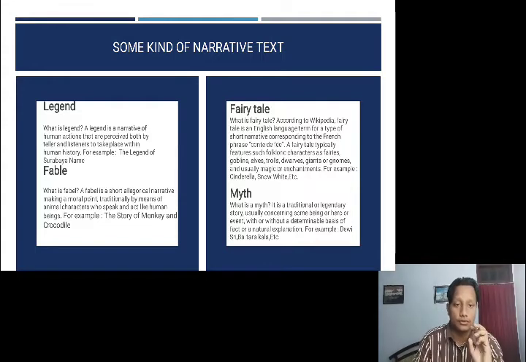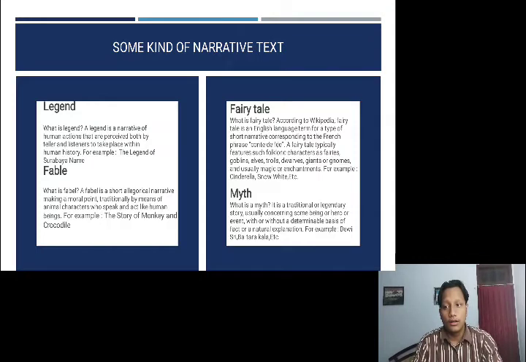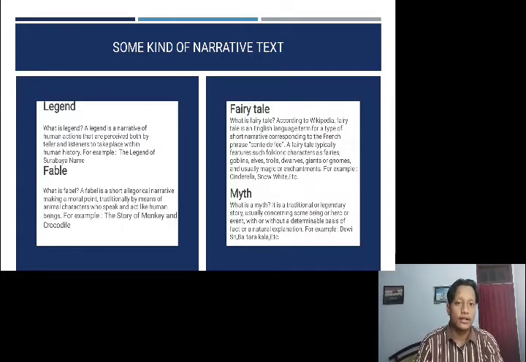And then number 2 is a fable. What is a fable? A fable is a short allegorical narrative making a moral point, traditionally by means of animal characters who can speak and act like human beings. For example, the story of the monkey and the crocodile.